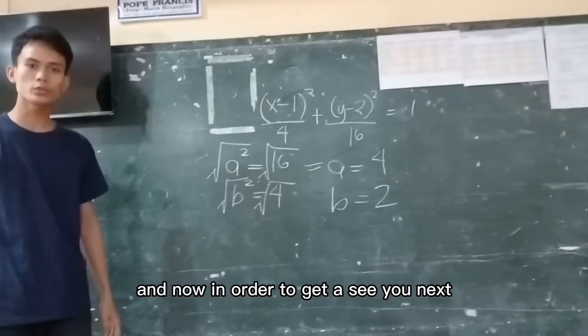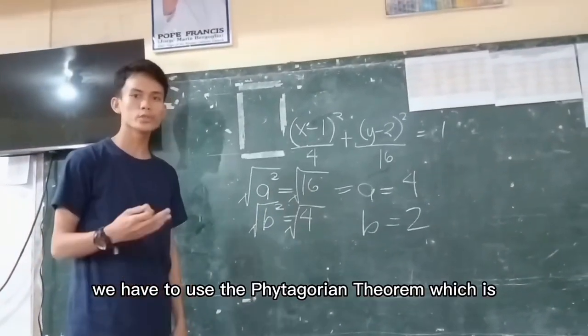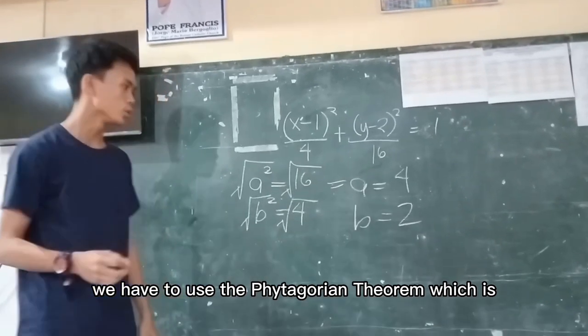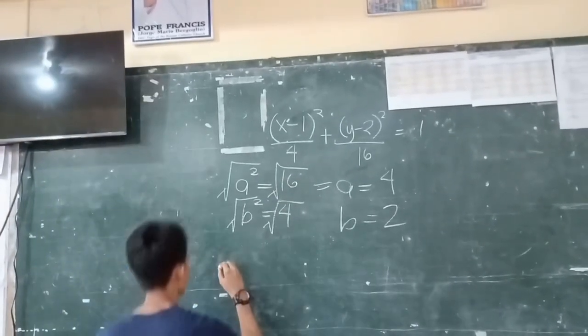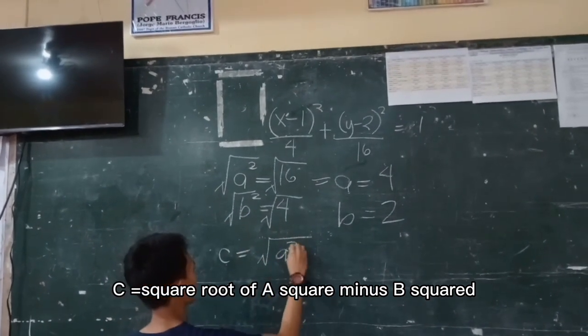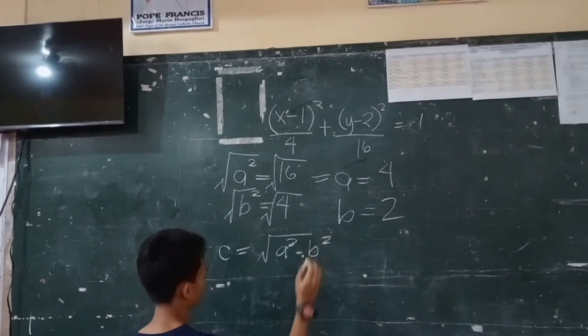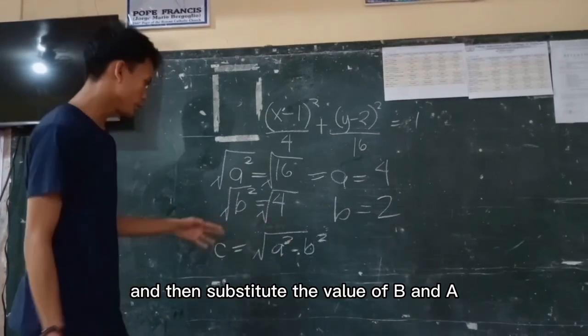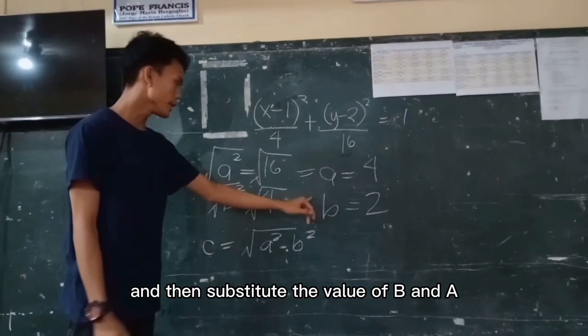And now, in order to get the C units, we have to use the Pythagorean theorem, which is C equals square root of A squared minus B squared, and then substitute the values of B and A.